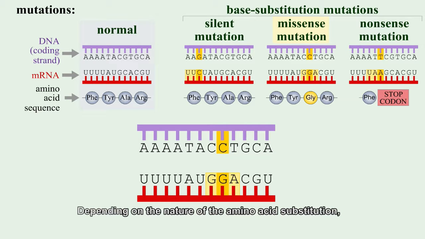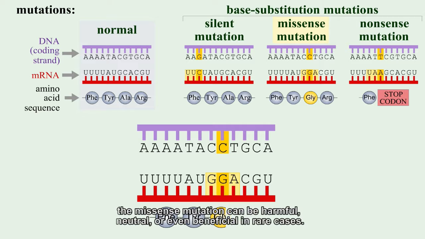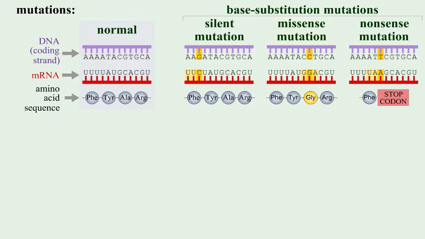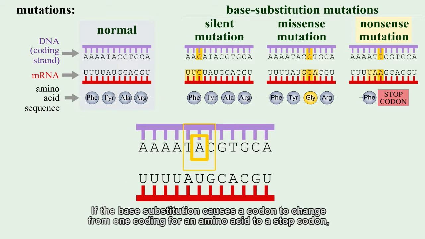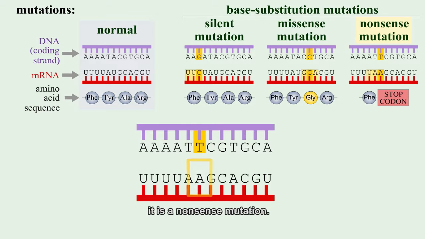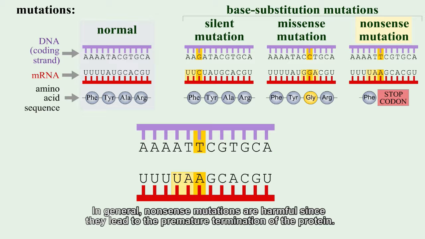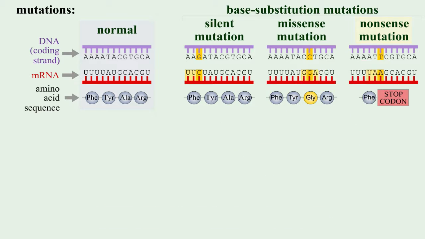Depending on the nature of the amino acid substitution, the missense mutation can be harmful, neutral, or even beneficial in rare cases. If the base substitution causes a codon to change from one coding for an amino acid to a stop codon, it is a nonsense mutation. In general, nonsense mutations are harmful since they lead to the premature termination of the protein.